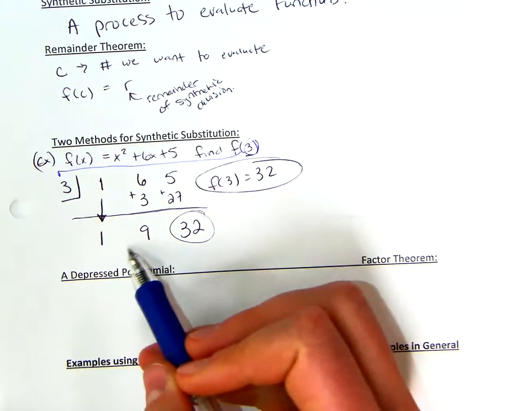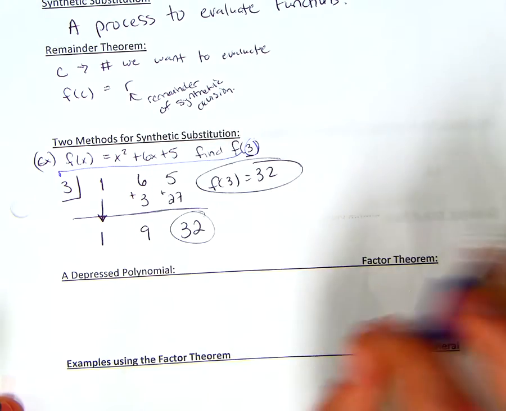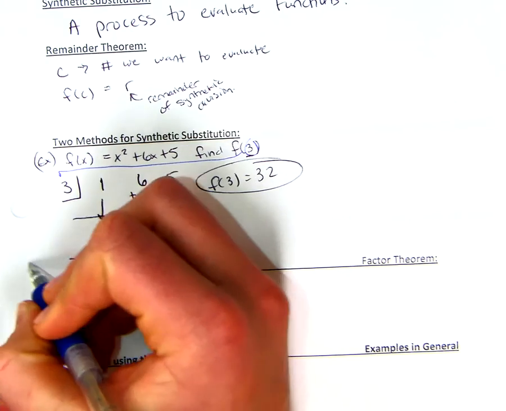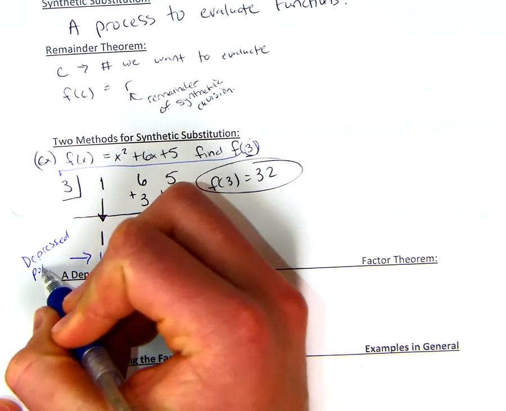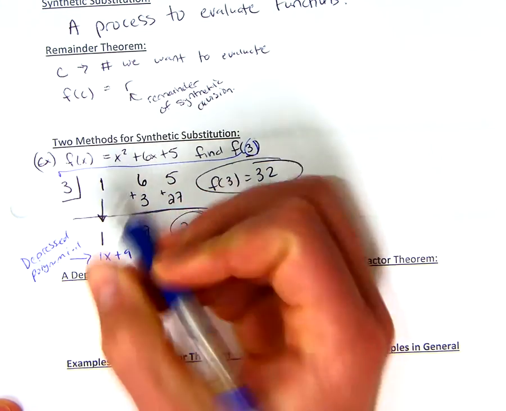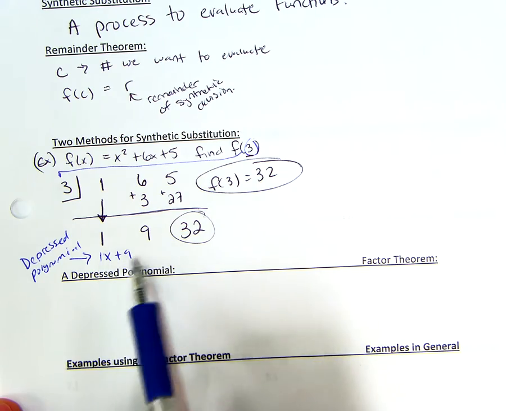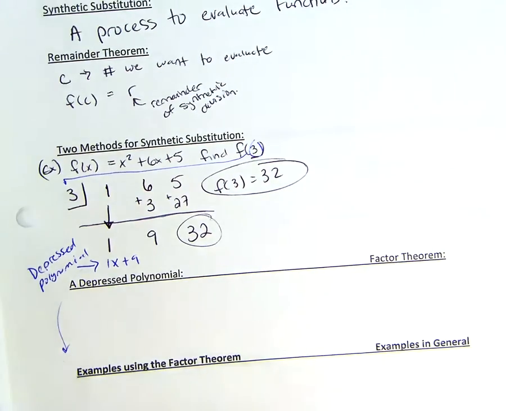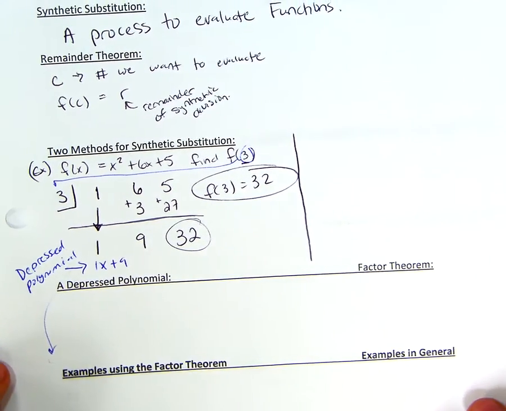This part right here, if we were doing the total synthetic division, we have 1x plus 9. That is called the depressed polynomial. It's the polynomial you get after you do the synthetic division. Just keep that in mind for the examples down here. All right, so there's one example for you. I'm also going to give you one more example that's a little bit more rigorous.